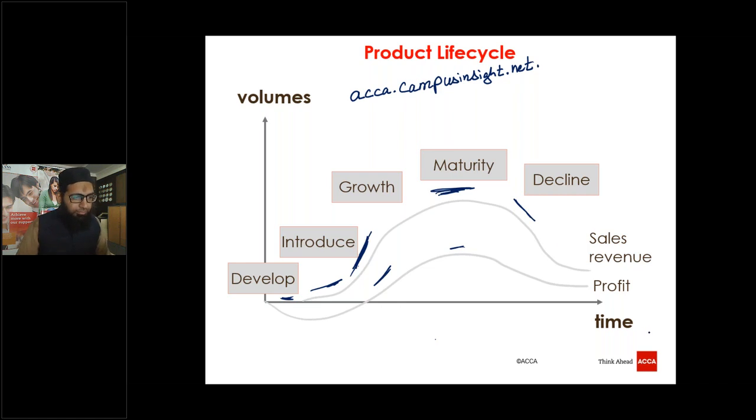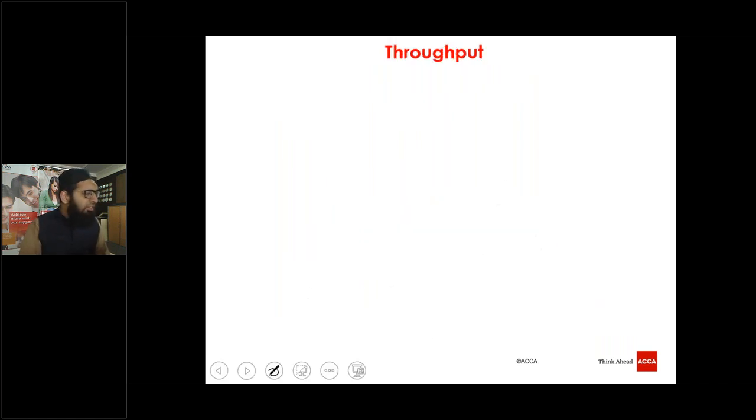Now, let's discuss the final topic of throughput. The reason I'm wrapping up my topics over here is that I want to spend more time on doing practice questions.